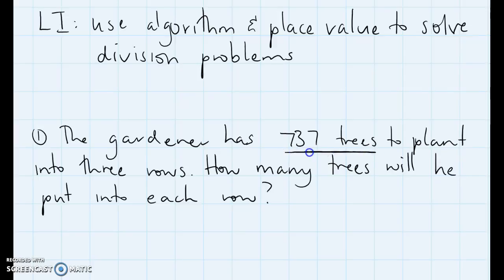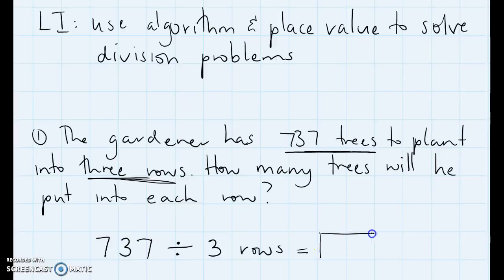So he's got how many trees altogether? 737. And he wants to plant them into 3 rows. How many trees will we put in each row? So we can change that word problem into a number problem. That would be 737 trees altogether, and he wants to plant them into 3 rows, equals how many trees per row?